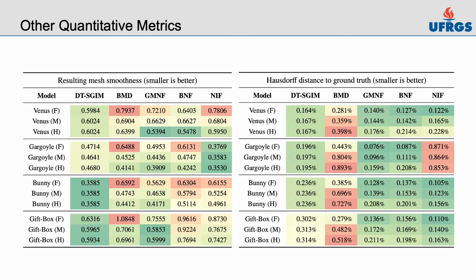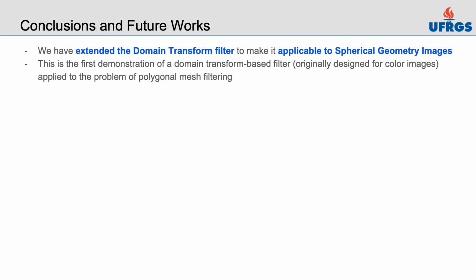We also show here other metrics, such as mesh smoothness and Hausdorff distance. Our filter presented good results for all of them. Please see the paper for a detailed quantitative analysis. We conclude the presentation by summarizing our contributions. We have extended the domain transform filter to make it applicable to spherical geometry images. This is the first demonstration of a domain transform based filter applied to the problem of polygonal mesh filtering.